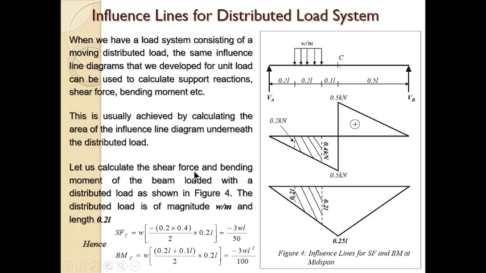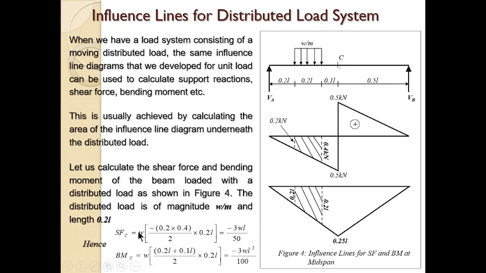Let us calculate the shear force and bending moment of the beam loaded with a distributed load as shown in figure 4. This is figure 4. The distributed load is of magnitude W per meter and length 0.2 L. So we have a load of W per meter, W is the magnitude of the load, and the load has a length of 0.2 L. That means from here to here is 0.2 L. So we now bring the influence line for shear force that we have plotted and place it beneath it. We bring the influence line for the bending moment that we have plotted and place it directly beneath the load.